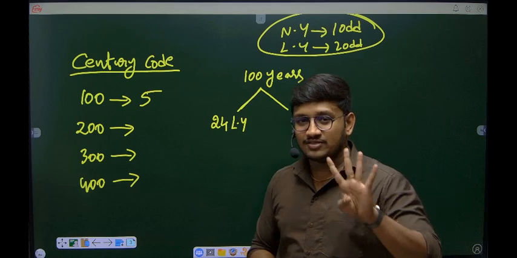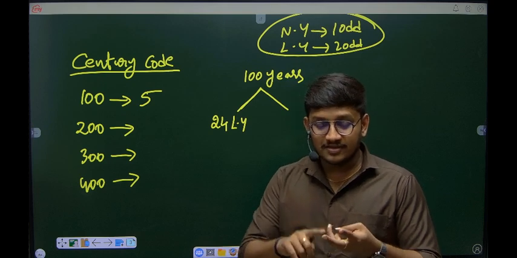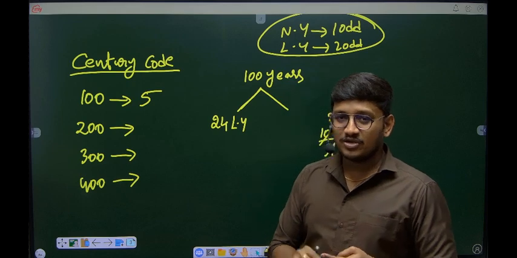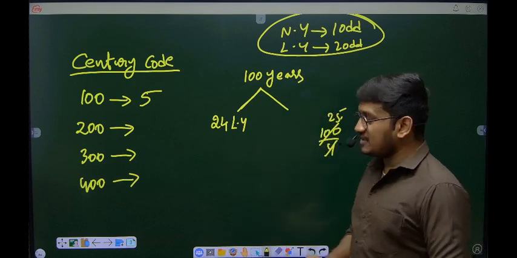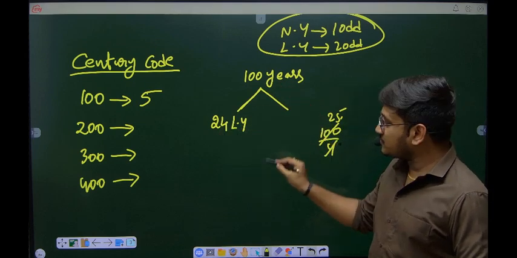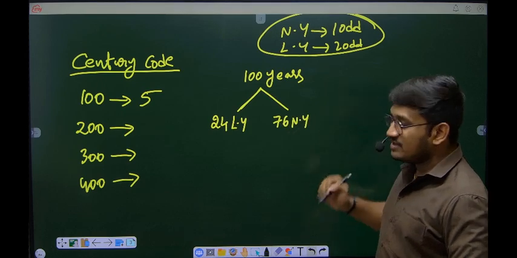The first century leap year is the 400th year. 100 is not a leap year, 200 is not a leap year, 300 is not a leap year, the 400th year is a leap year because it is divisible by 400. That's the reason there are 24 leap years out of 100, which means the remaining 76 are normal years.